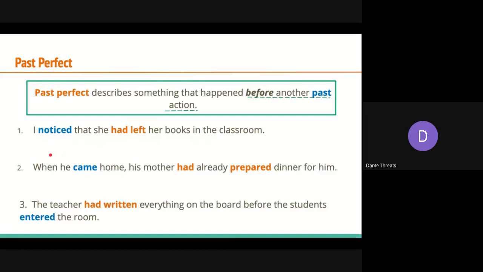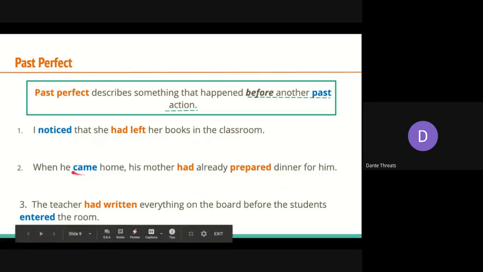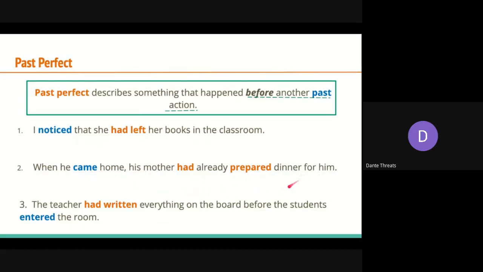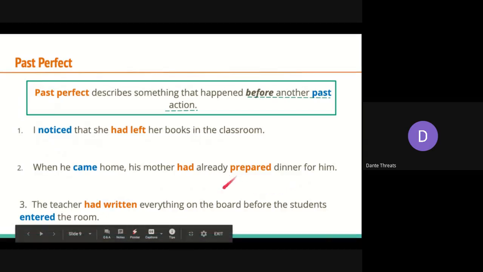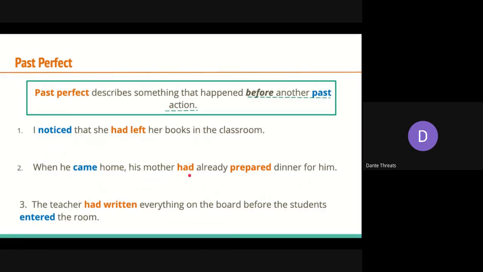Okay, let's look at number 2. When he came home, his mother had already prepared dinner for him. Okay, so he came home, his mother had already prepared dinner for him, right? Which event happened first? Okay? Did he come home first, or did his mother prepare dinner for him first? Which one of those came first? All right, we'll answer that in a minute.